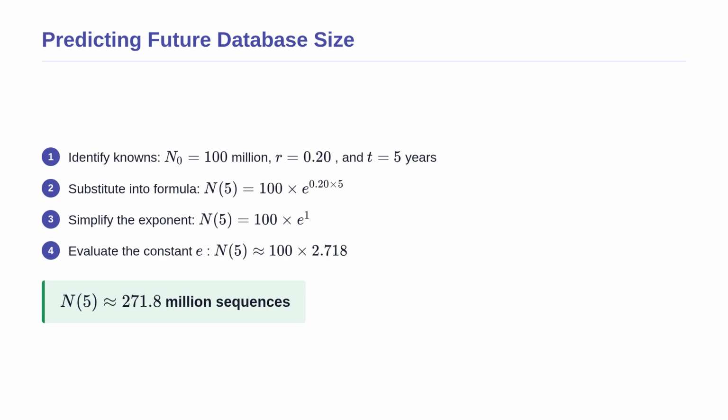Multiplying 0.20 by 5 gives us exactly 1 in the exponent. Since e to the power of 1 is approximately 2.718, we multiply our initial size by this constant. The final answer tells us the database will contain approximately 271.8 million sequences. Physically, this means the bioinformatics team must prepare their servers to handle nearly 3 times the current data volume in just half a decade.